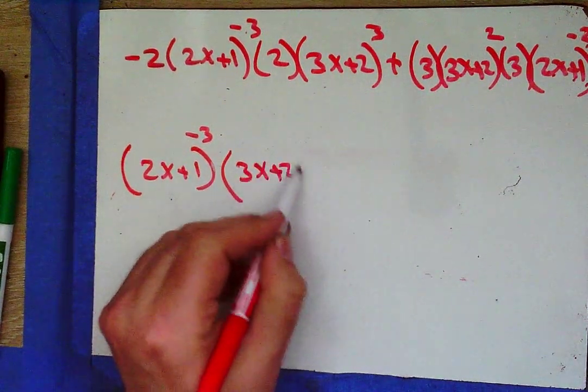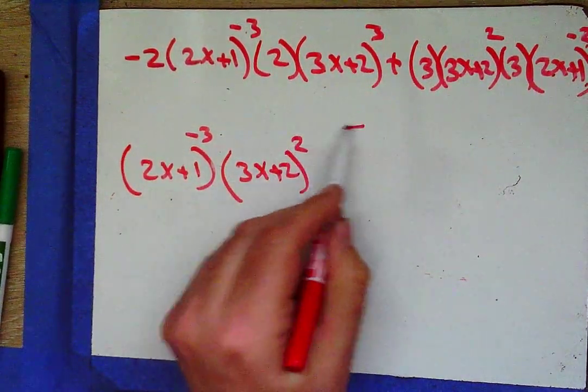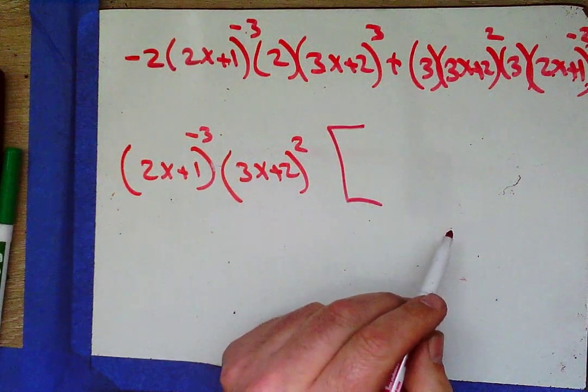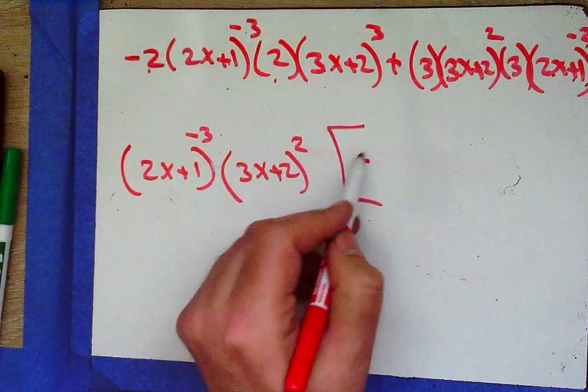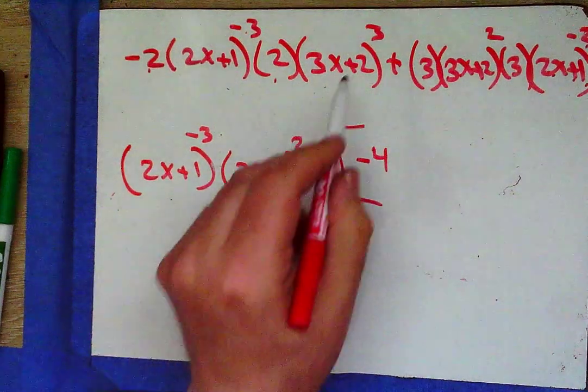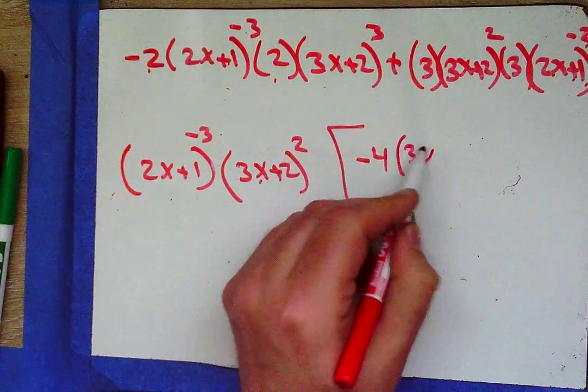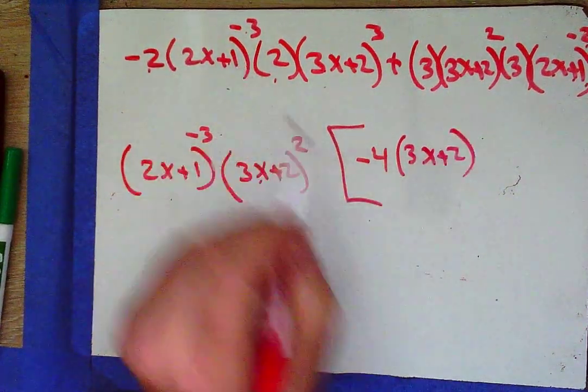I got 3x plus 2 to the second. Now, about playing the what's left over game. I know I have negative 4. I know I still have one of these 3x plus 2's, but what about this?